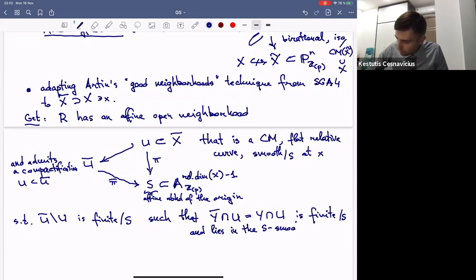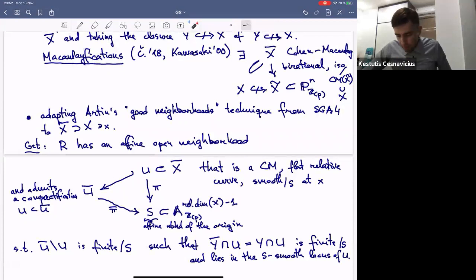Okay, so let me briefly comment on how we achieve this kind of structure. Basically the idea, once we have this compactification X bar, is to cut X bar by this many hypersurfaces that pass through X and are chosen sufficiently generically, so that they pass smoothly at X. We use some kind of Bertini theorem. There are some subtleties if the residue field is finite, but that's just a technicality, really.